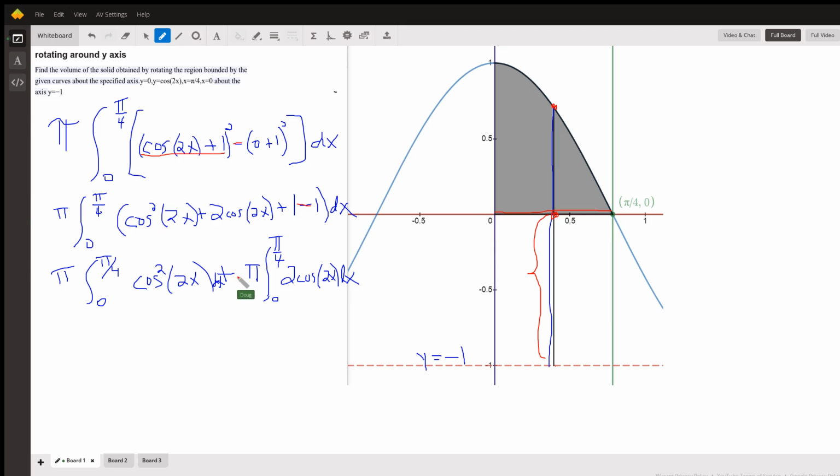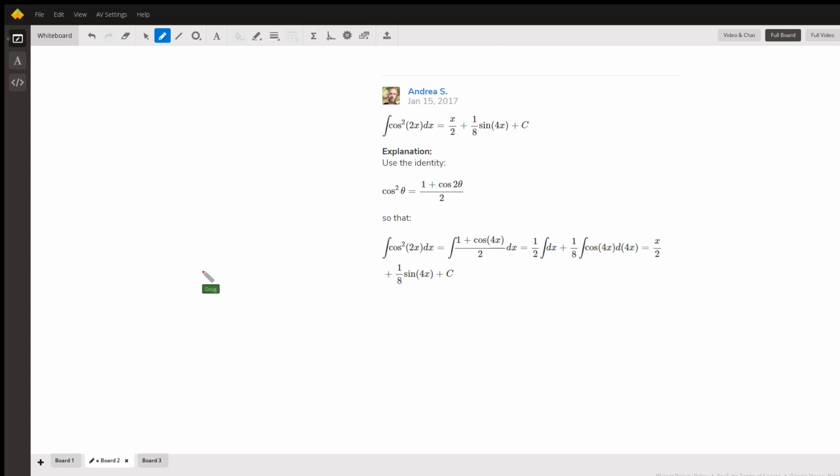And then I broke this apart just for discussion purposes. The definite integral of 2 cosine of 2x dx. This one, I have a feeling you wouldn't have any trouble doing that. Antiderivative of 2 cosine 2x. But the antiderivative of cosine squared 2x, well, I'm not going to take you through all the steps, but pause the video and take a look at this.